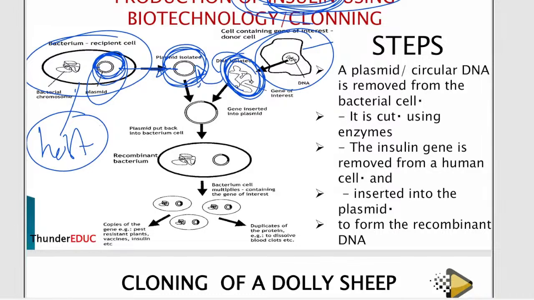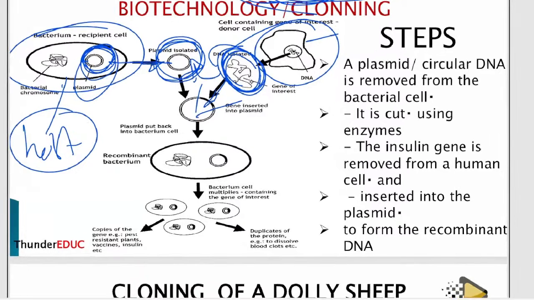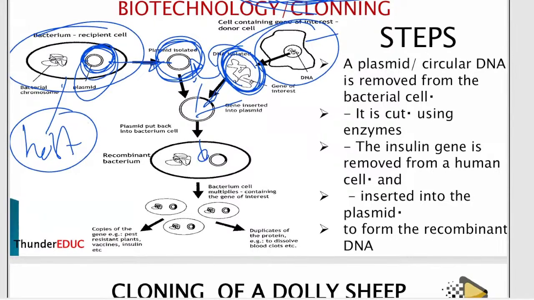We use enzymes. They have not talked about those enzymes. We don't need to know the enzymes, but let me just give you a hint. We call them restriction enzymes. That's what we call them in science. Restriction enzymes are enzymes which are used to cut at a specific point. So we cut. Now this gene is inserted. That's why you see that black thing. Then after that, we put this plasmid back into the bacteria.